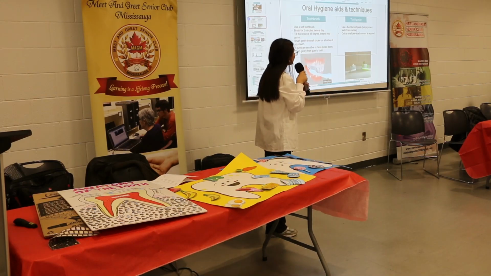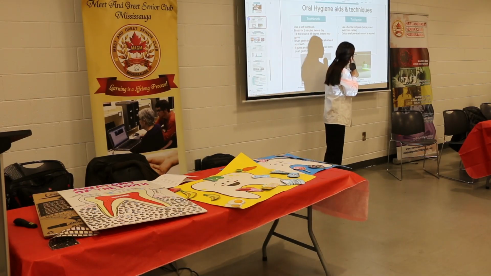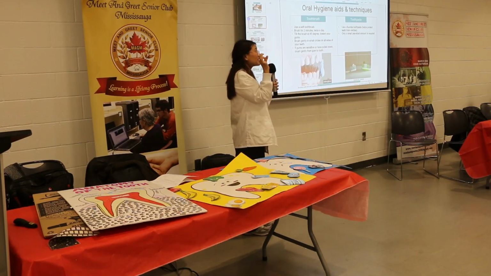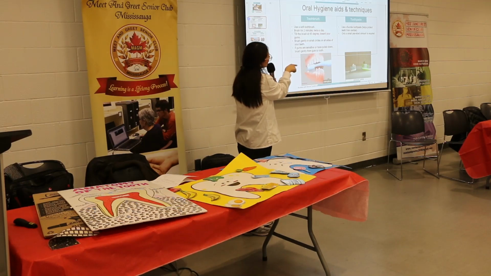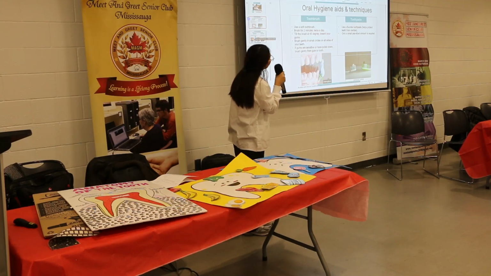And for the toothpaste, usually we use toothpaste all over our toothbrush, right? So we don't need that. We only need a pea size. So that's all we need on the toothbrush, and that is enough.